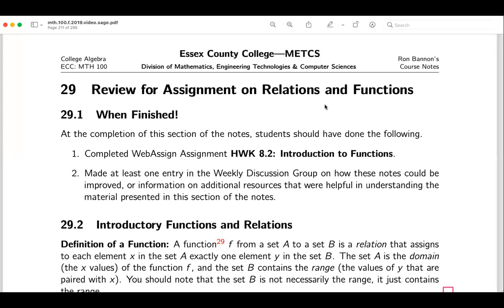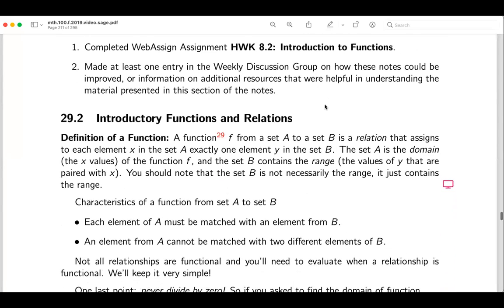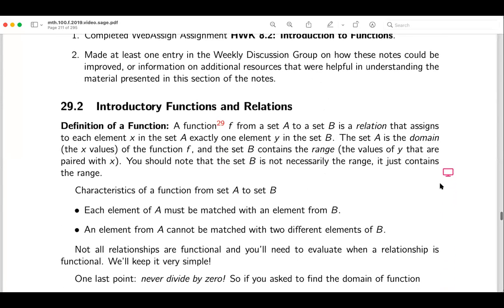Okay, we're in section 29 of the notes. This is the section on relations and functions. I know this is rather abstract. We did cover it in class though. There's videos also here if you need to reinforce what we said in class. You could also read through this.